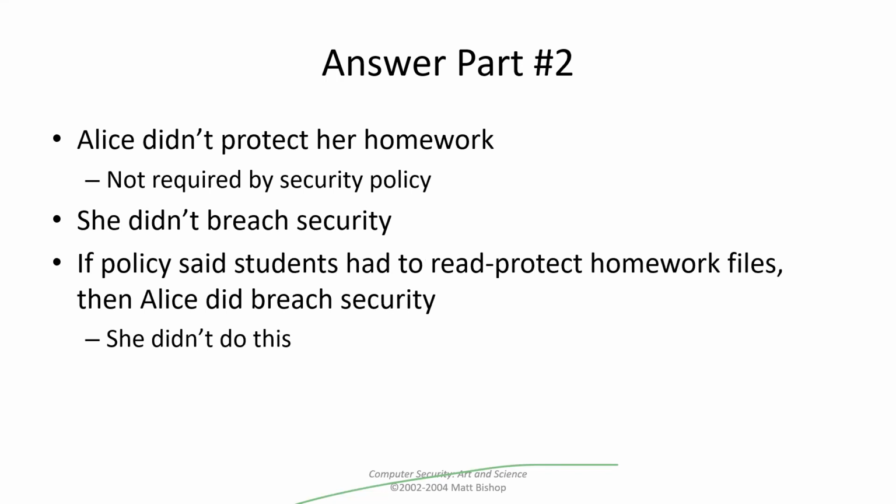Alice didn't protect her homework. She should have. She didn't breach security because the policy does not say that Alice has to protect her homework. Now, Alice should take reasonable security measures. Alice should have protected her stuff from being read by other students. The policy probably ought to indicate that people need to protect their stuff so that it doesn't make it easy for others to violate the rules. She didn't do it, but Bob was the one who broke the policy.